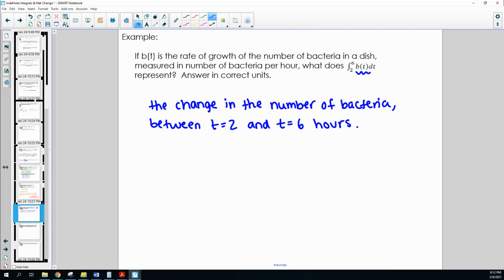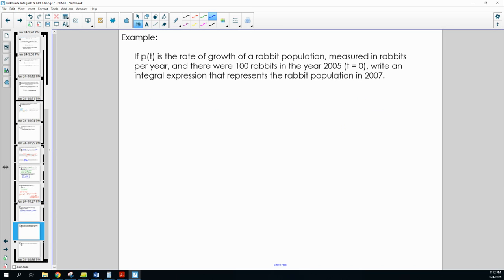Okay, so notice that I'm not using the word rate, right? Rate is what's inside the integral. Once I take the antiderivative and I plug in the values, I'm getting the net change. So I'm getting the change in the amount or the number of bacteria. And I want to make sure that I have the right units for the bacteria and for the time frame. Okay, so let's look at one more like this.